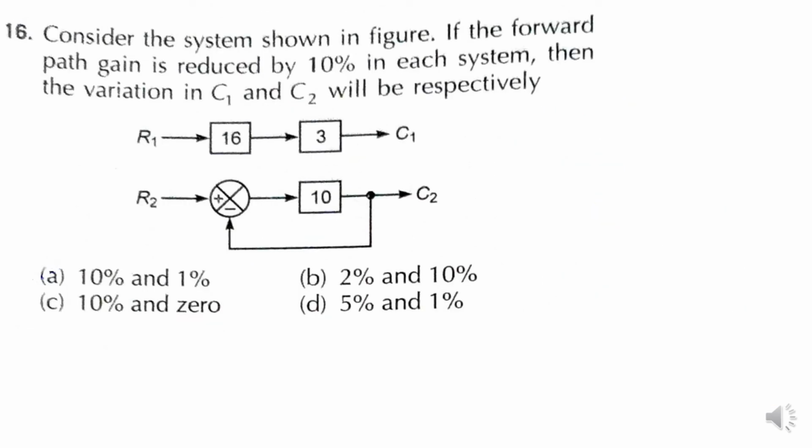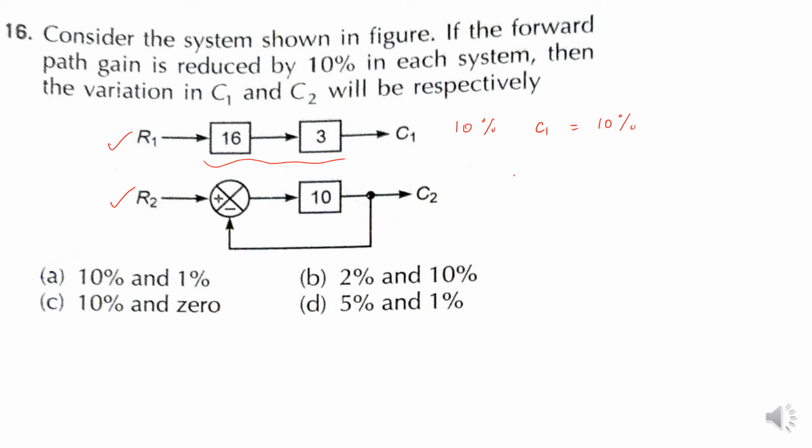Consider the system shown in figure. The forward path gain is reduced by 10% in each system. Then the variation in C1, C2 respectively. The answer is, here this is the open loop system and this is the closed loop system. In an open loop system, gain is changed by 10%, so that C1 also changed by 10%.